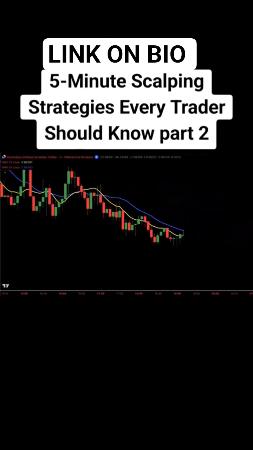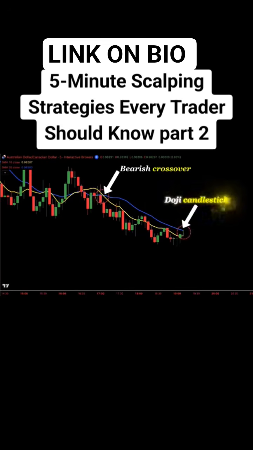This is the Australian dollar against the Canadian dollar on the 5-minute chart. As you can see, the market is clearly trending downward below the 10 and 20 simple moving averages. We also have a bearish moving average crossover, indicating that the market is likely to continue trending lower. This gives us our first confirmation. Next, price retraces back to the 20 simple moving average and forms a doji candlestick, which is strongly rejected from the moving average. This is our entry signal.